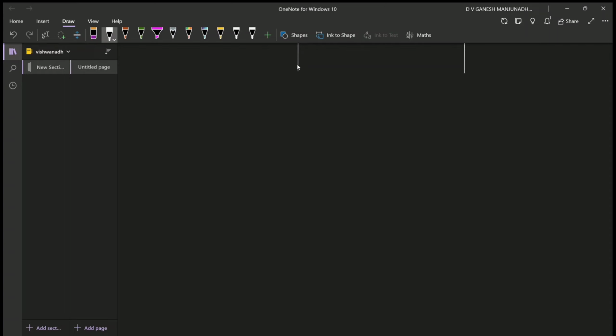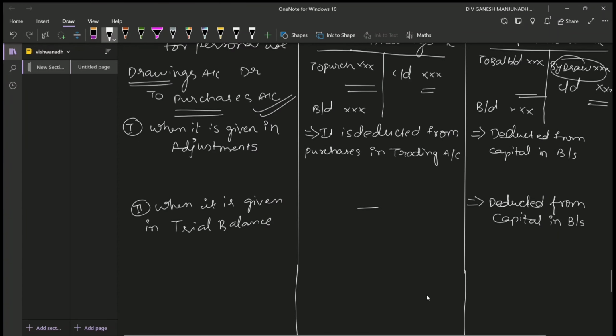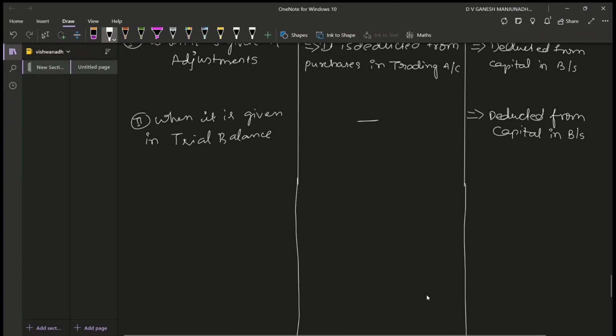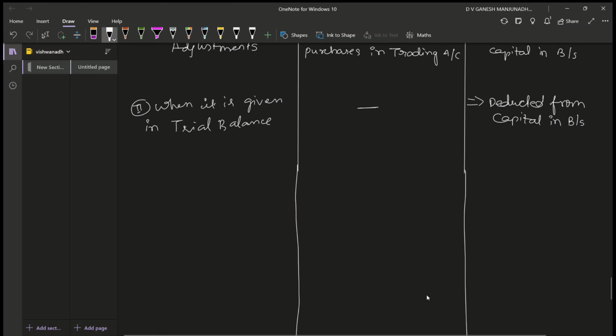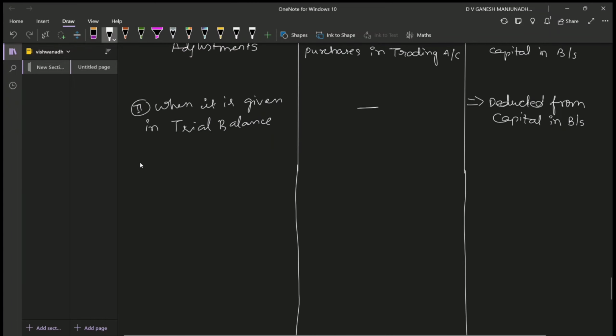Let us now see the next adjustment. So there is no adjustment in the trading or P&L account, but it is simply to be deducted from the capital in the balance sheet, because this is goods withdrawn for personal use. And the next is similar to this one, which is the tenth adjustment.